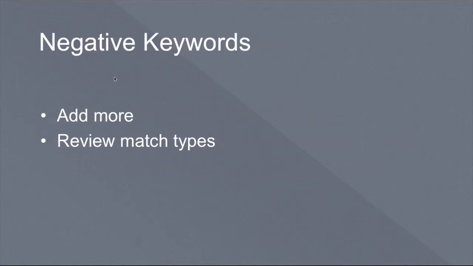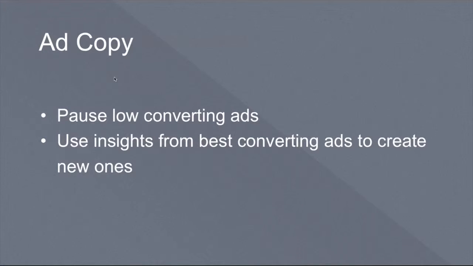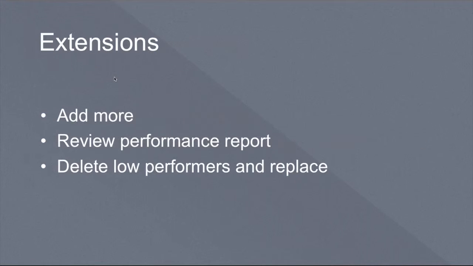Just mentioned adding more negative keywords. So we can add negative keywords as we saw a moment ago. It's a simple thing to do. Add copy: like in the last video, we don't need to go through this particularly again. If we've got a low converting ad, pause it. You look at the best converters and use that to create new ads. Similarly, extensions. Again, we went through this in the last training. It's exactly the same process. Look at the worst performing extensions and replace them with better ones. If we haven't got enough extensions, add more.